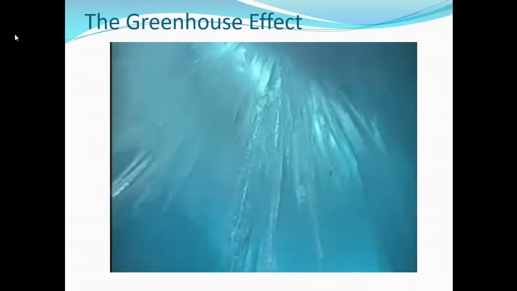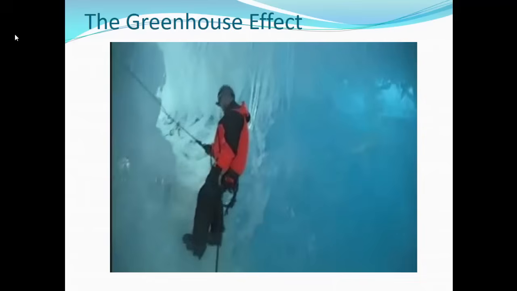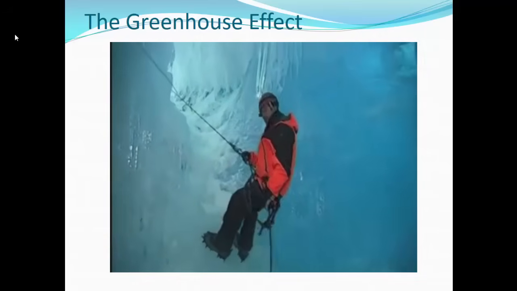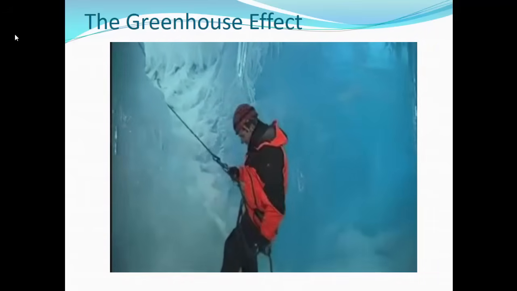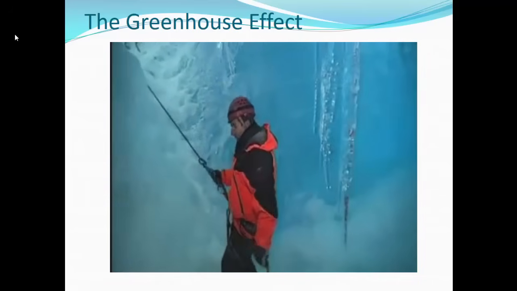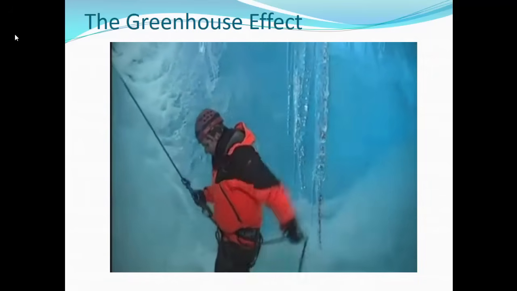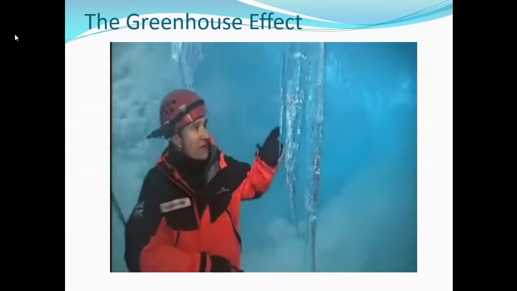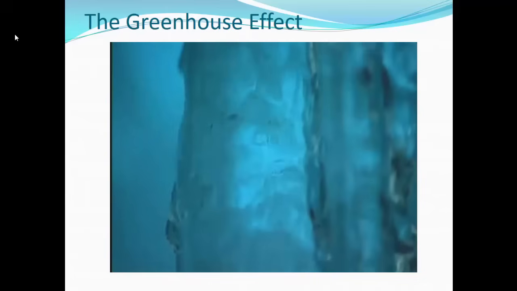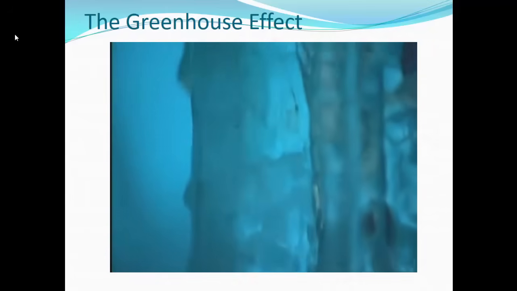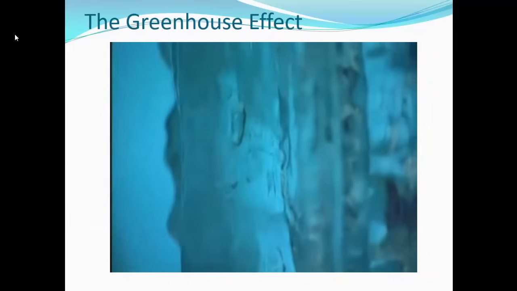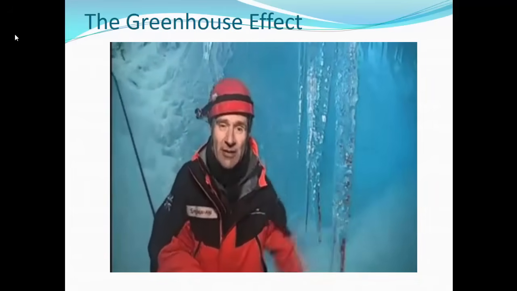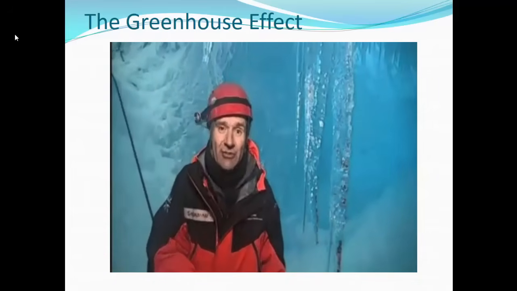I'm climbing down into a crevasse, and it's by getting down into the ice and drilling into it that scientists are able to build up a picture of the greenhouse gases that have been building up in our atmosphere. They find bubbles like this trapped in the ice and analyze the air inside them. This is air from many years ago. And in fact, they now have a record of the atmosphere stretching back 800,000 years.